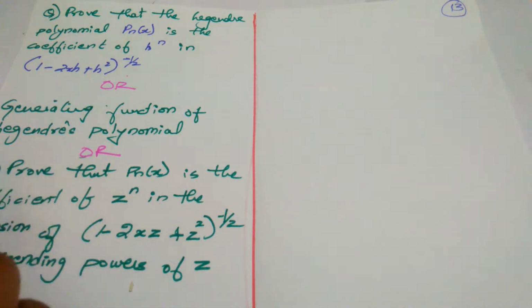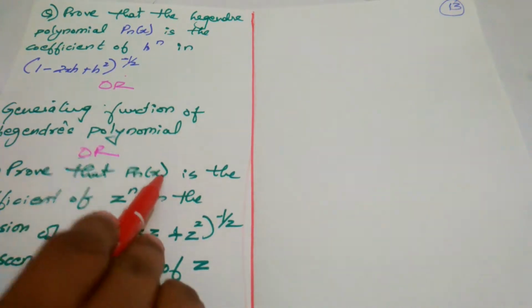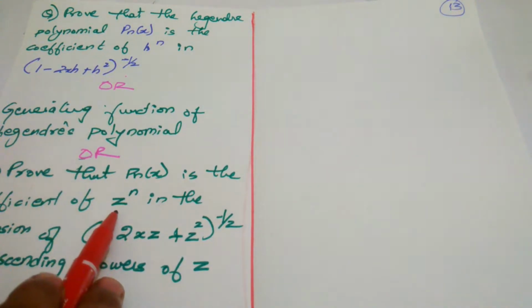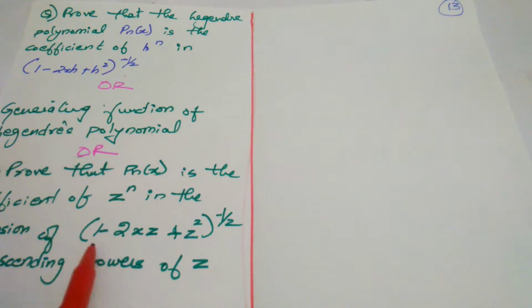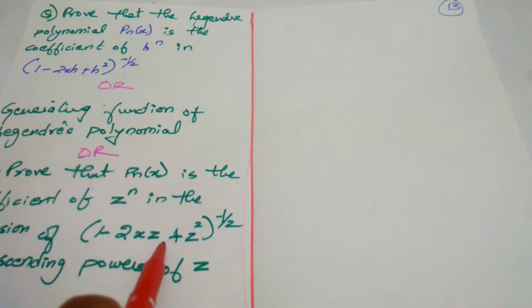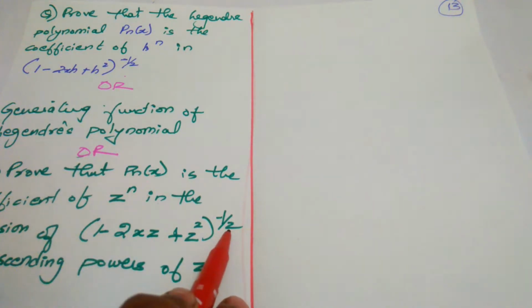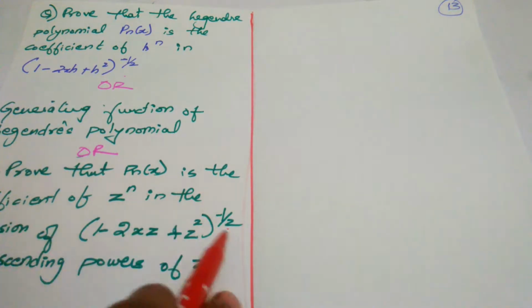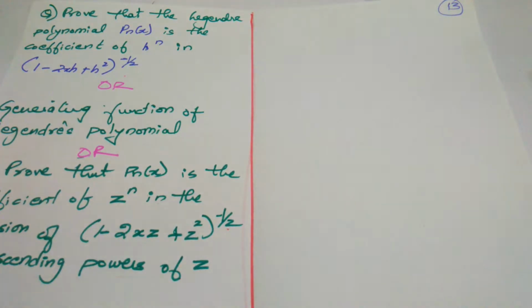Then also prove that Pn of x is the coefficient of z raised to n in the expansion of (1 minus 2xz plus z squared) whole raised to minus 1 upon 2. Somewhere it could be square root also, in ascending powers of z. So in these three ways this question could be asked.